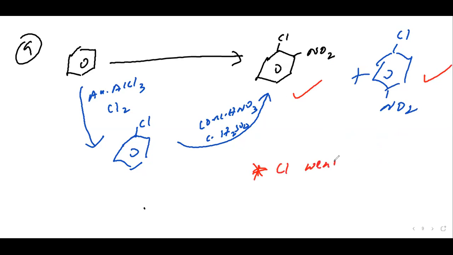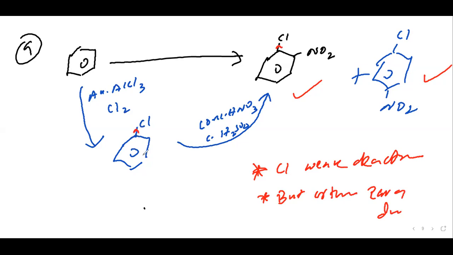Chlorine is a weak deactivator, but it is what director? Ortho-para director. Why? Because a deactivator means it withdraws electrons from the benzene ring. Chlorine will withdraw electrons from the benzene ring. That means the electron density decreases in the benzene ring, because chlorine withdraws electrons from the benzene.